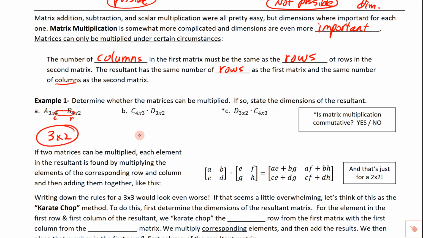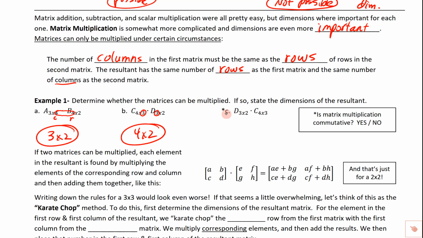So let's take a look at this one. We've got matrix C that's a 4 by 3 and matrix D that's a 3 by 2. Let's check this number of columns with this number of rows, and those are the same, so that means the resultant would be a 4 by 2.